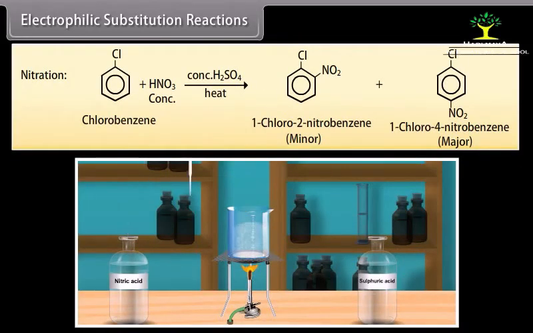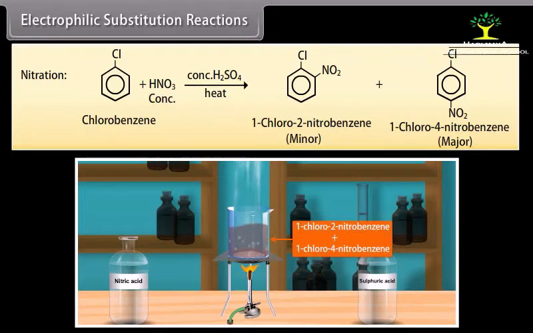Nitration. When chlorobenzene solution is mixed with nitric acid and then concentrated sulfuric acid is added, it reacts to give 1-chloro-2-nitrobenzene, which is a minor product, and 1-chloro-4-nitrobenzene, which is a major product.